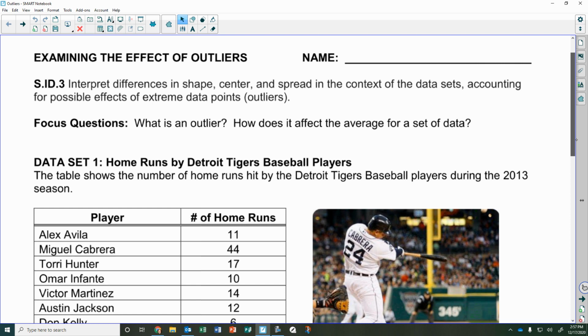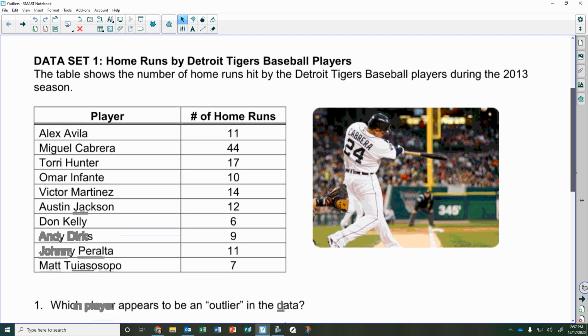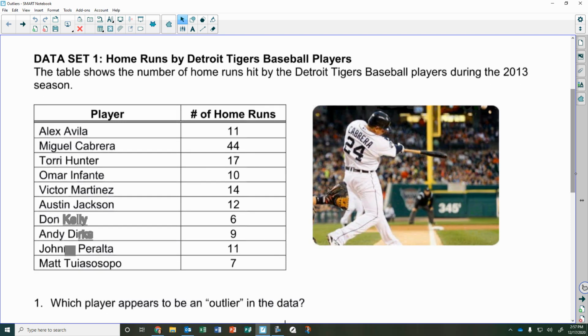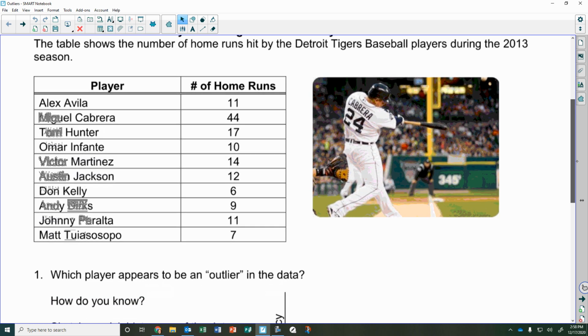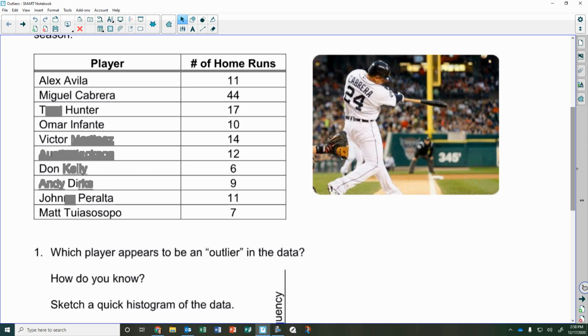So in our first table, it's home runs by Detroit Tigers baseball players. And this shows the number of home runs hit by the Detroit Tigers baseball players during the 2013 season. So there you can see a list of numbers. As you can see here, there's a couple low numbers, a 6, 9, and a 7. Most of the numbers are in the teens. And then kind of Miguel Cabrera is out on his own.